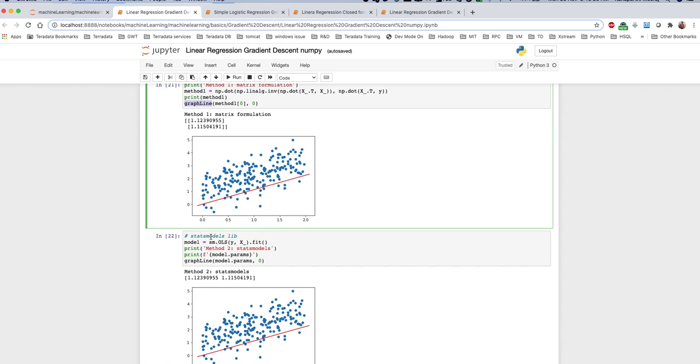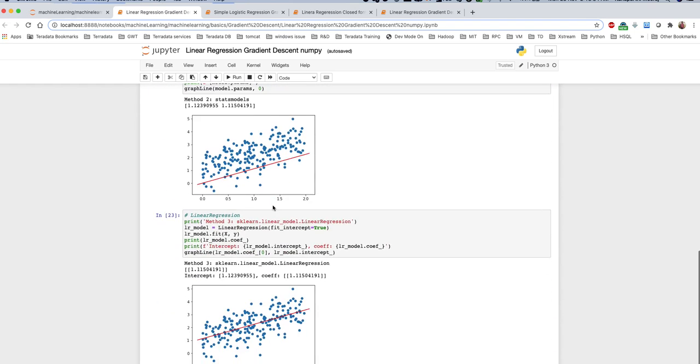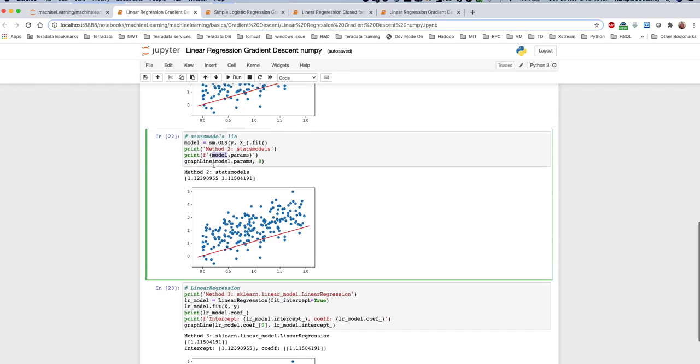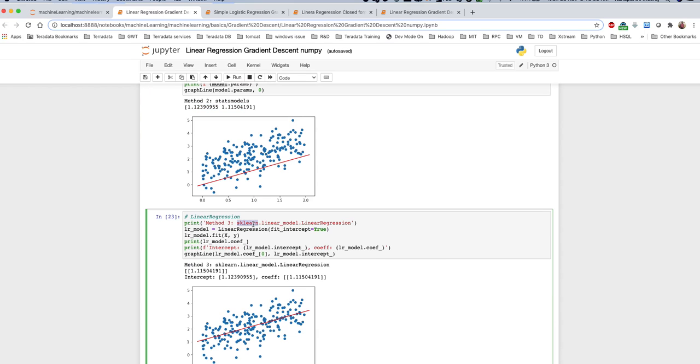Similarly, there is the statsmodels library, which is an open source library. We are using this OLS function and calling the fit method. When we do that, we get the model params, and once we get this model, we can do prediction based on the input. Similarly, for scikit-learn also we have a LinearRegression class, and we use the fit method, and when we do that, we get the coefficient and the intercept. We are getting the intercept because we have fit_intercept equals True.